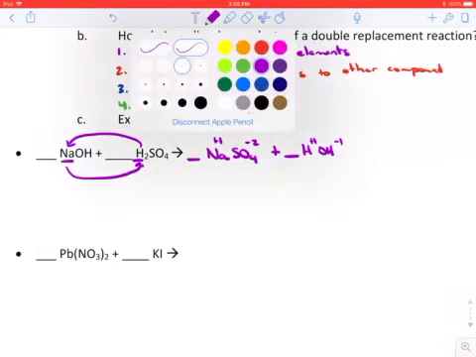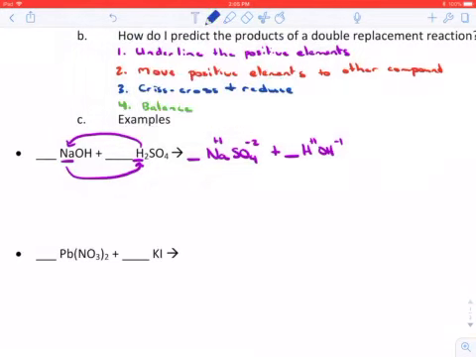And so I guess I probably should have changed to red there, but we're going to jump right down to number 3 where we crisscross and reduce. We have Na, which is plus 1, and SO4, which is minus 2. So to crisscross, we're going to put a 2 there, and then we just have one SO4, and our formula for HOH is going to stay the same. So we can erase our charges here.